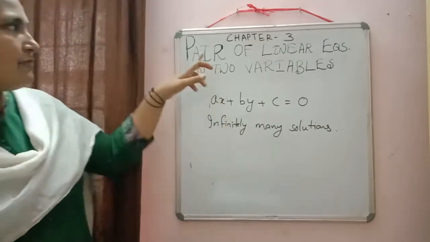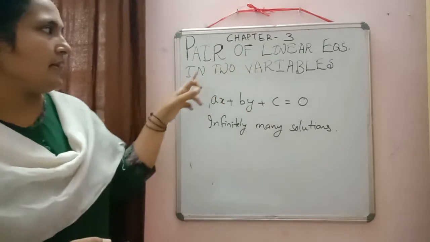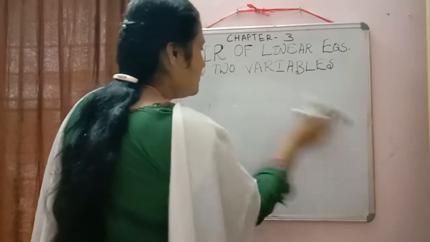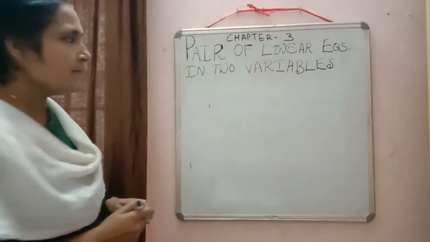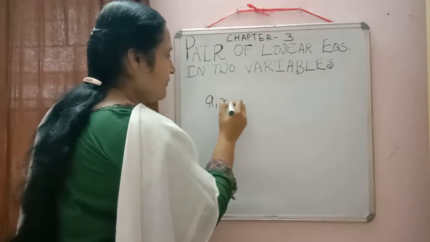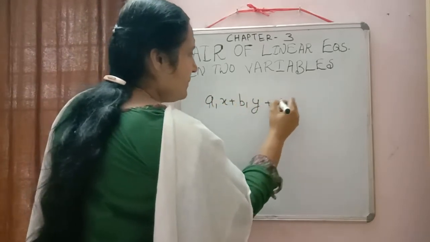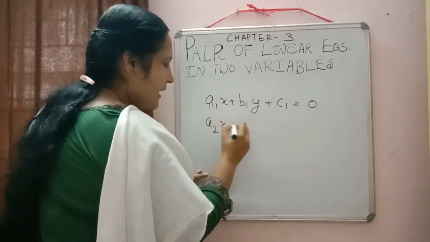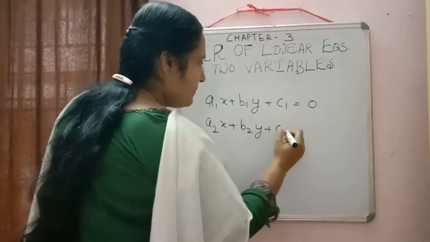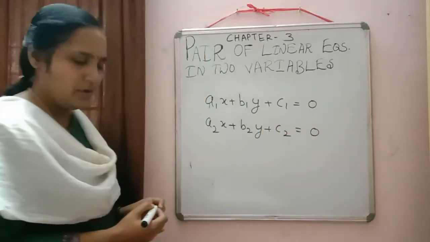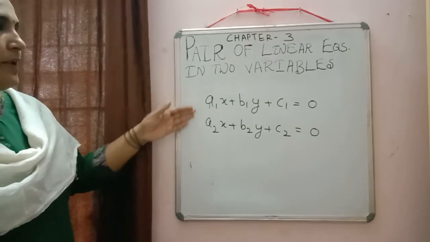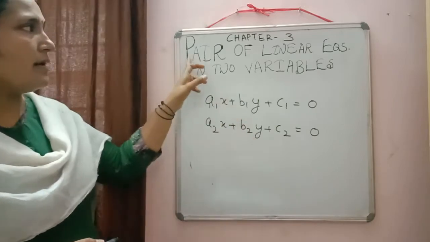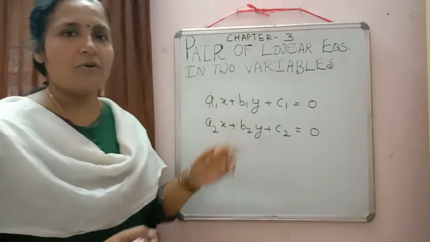Now here we have to study about pair of linear equation in two variables. Pair means we will have two equations there. So how will we write down the equation? Suppose one equation is a1x plus b1y plus c1 is equal to 0, and the second equation we can write as a2x plus b2y plus c2 is equal to 0. So we have here two linear equations and two variables. They are called pair of linear equation in two variables.